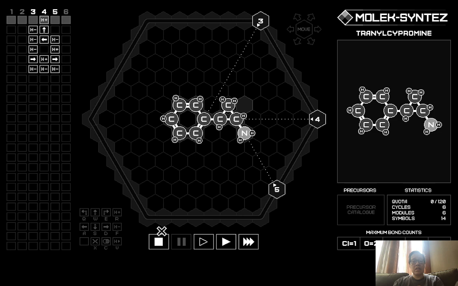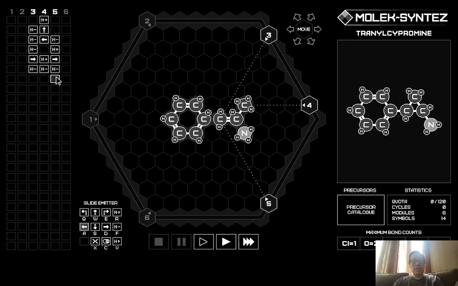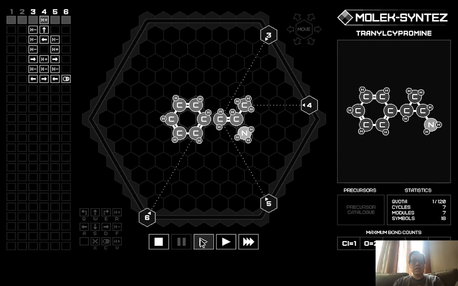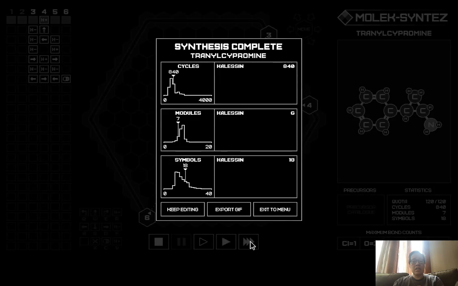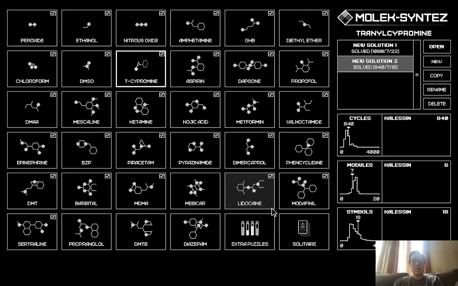So then, four needs to move. All right. They all need to move back to where they came from. So five moves there. Four moves there. Three moves there. And then, meanwhile, I should probably use one more node to actually output. So we'll use six for C. Yep. Lots of cycles. I could easily make that fewer cycles. But I didn't use as many modules as most. I did, however, use a bunch of symbols. That's okay. We'll keep going. Normally, I go through a playthrough of a significant number of puzzles, and then I go back and try to optimize them.